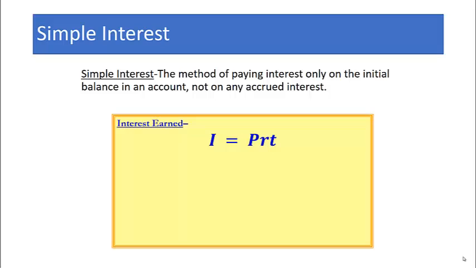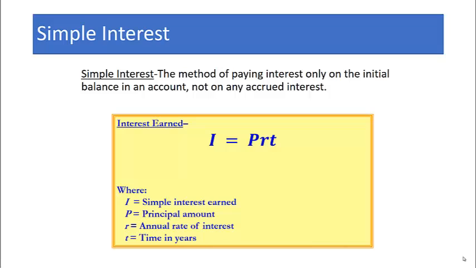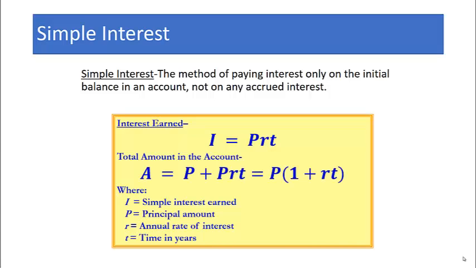To compute simple interest, we use the formula I equals PRT, where I is the simple interest earned, P is that principal amount, that initial amount invested, R is the annual rate of interest, and T is time in years. Now keep in mind this only computes interest. If we want to compute the total amount in the account, we'll have to take the initial amount invested, the principal, and add to that the interest earned. Let's look at some examples.